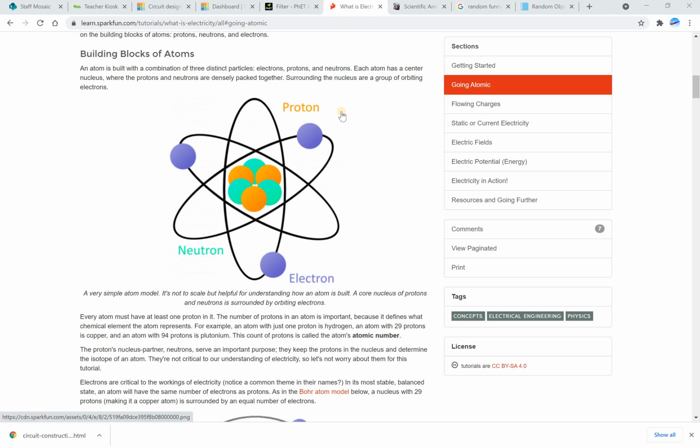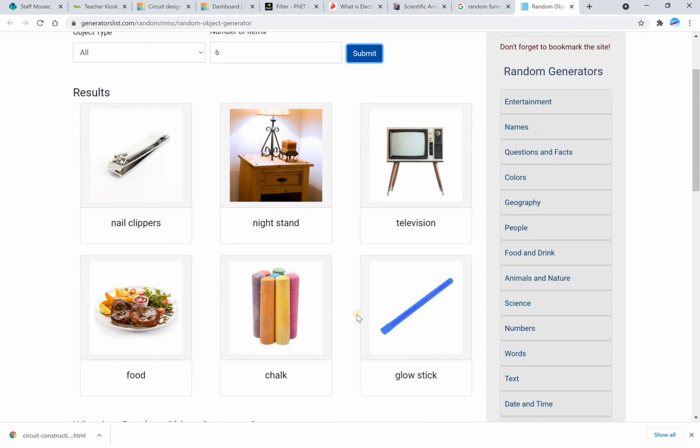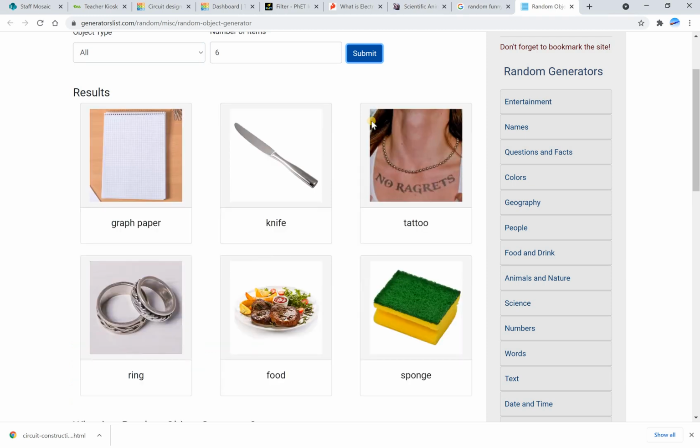Now, as I said before, atoms of different types and sizes make up all matter in the entire universe. Every single object. So I've got a random object generator here, and I'm just going to see if I can find something that is not made of atoms. You can see the nail clippers here, the nightstand, the television, food, chalk, and a glow stick. All right, let's go for another, see if these are created from atoms.